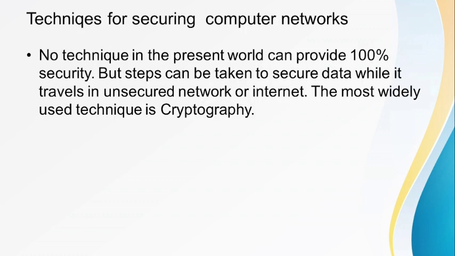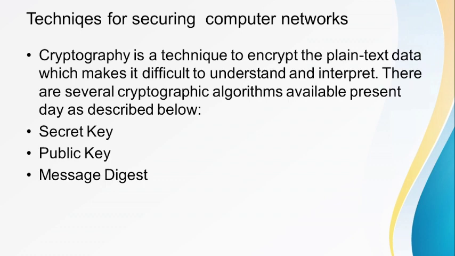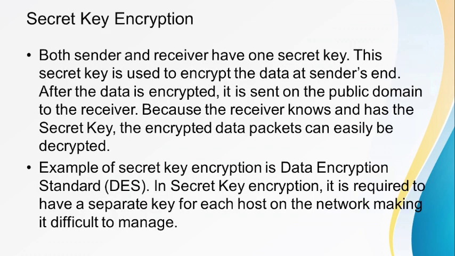Now, how do we secure computer networks? Number one, we have cryptography, which is a technique for encrypting plain text data, which makes it difficult to understand and interpret. Now we have several cryptographic algorithms which are available. Number one, we have a secret key algorithm or formula. We have a public key algorithm or formula, and we have the message digest algorithm or formula.